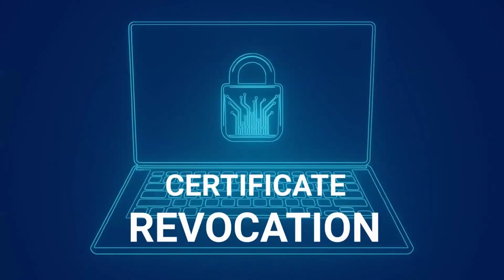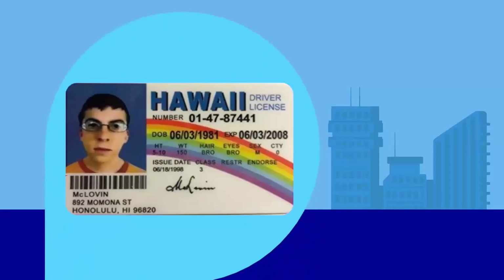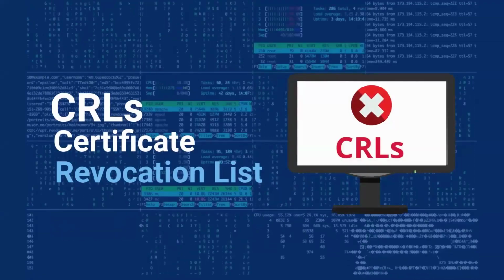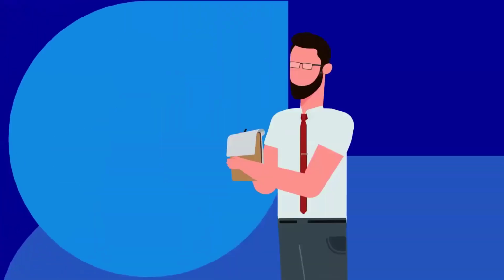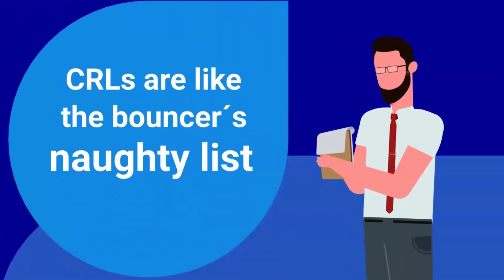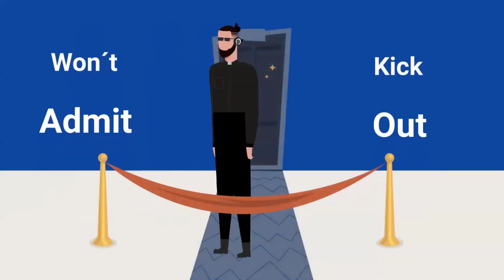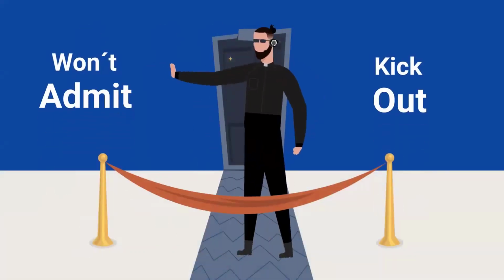Let's break it down. Certificates are like personal identification cards that are used for authentication. But who's checking these IDs to make sure they're legit? That's where CRLs come in. Consider them the bouncer's blacklist at a nightclub, diligently checked to make sure only verified certificates are able to authenticate into that club. Sometimes CRLs won't admit or need to kick a certificate out for causing trouble.